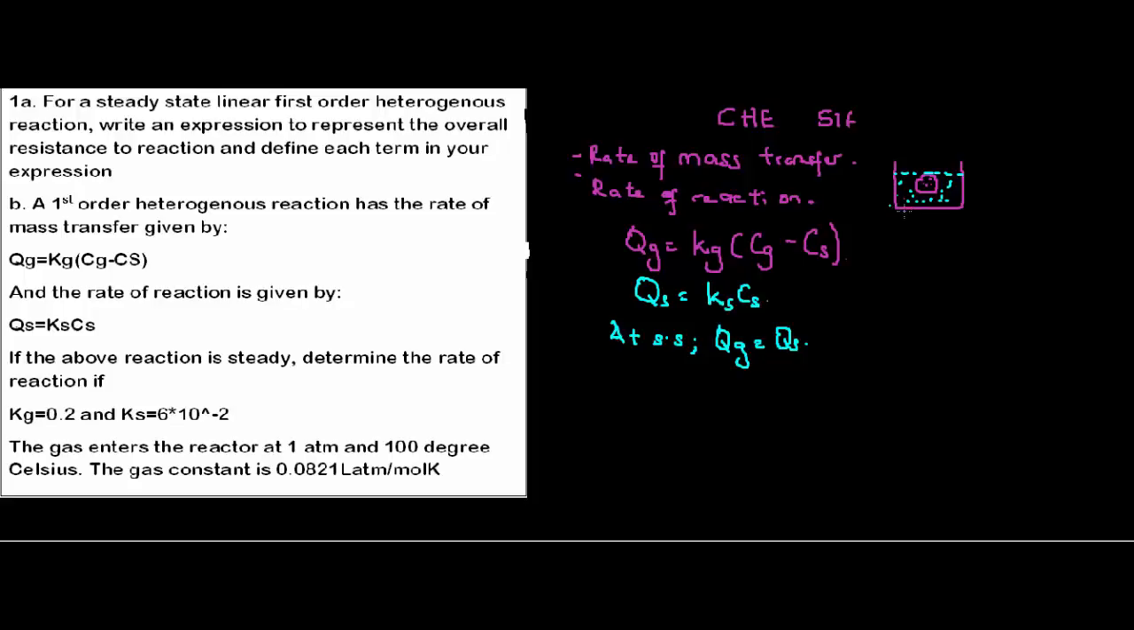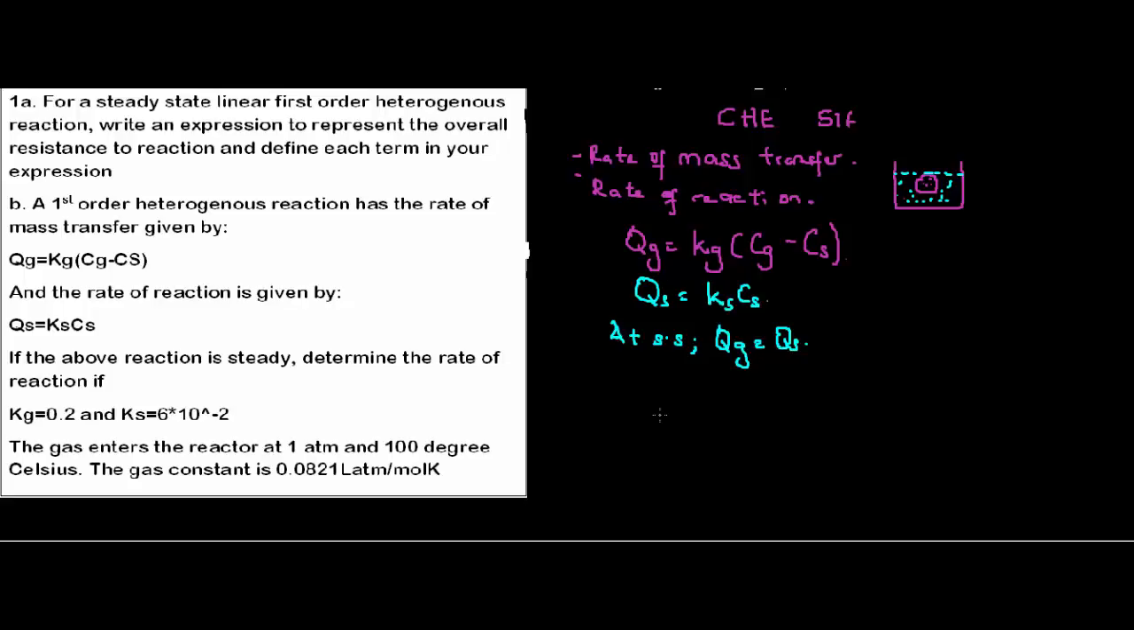At steady state, at equilibrium, when nothing is changing, everything is already at the steady state. At that point, the rate at which the liquid particles will be transferring to the solid particles is equal to the rate at which the product will be formed. So that means as there's mass transfer between the solid and the liquid, at that same time you'll be having product being formed, rate of reaction. So at steady state, Qg is equal to Qs.